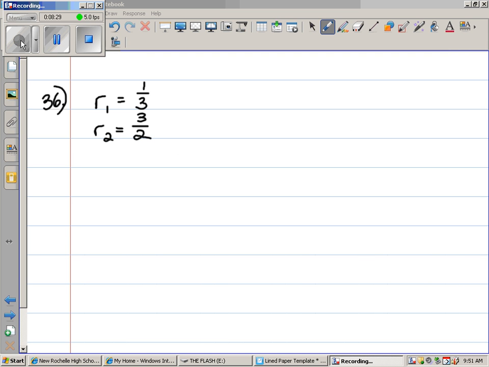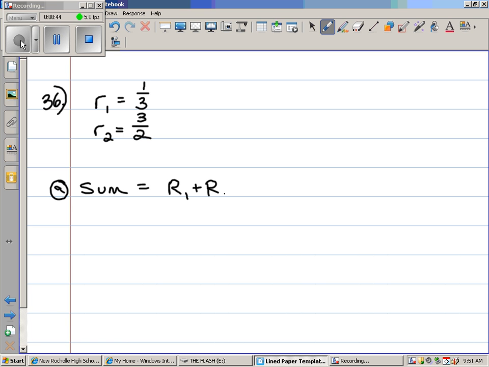Now we're going to start dealing with things that are a little bit more complicated, but it's the same ideas, right? First of all, we're going to find the sum. What's the sum of the roots? The sum of the roots is simply, as its name suggests, R1 plus R2. Yeah, part A, because we're in 36. R1 plus R2. How much is a third plus 3/2?